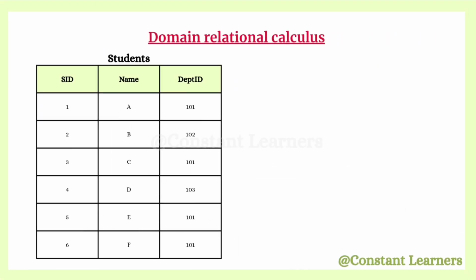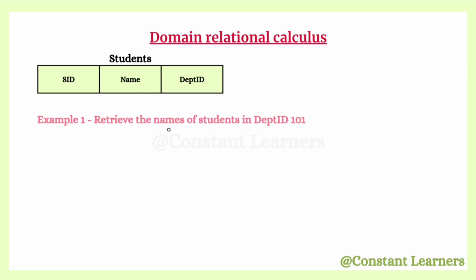Let's say we have a students table where there are three columns: SID, name and department ID. Now the query is retrieve the names of students in department ID 101. So we only have to display the column names, right? And the condition given is that department ID is equal to 101. So first step is choosing variables, one for each column. Let's say we declare X for SID, Y for name and Z for department ID, right?